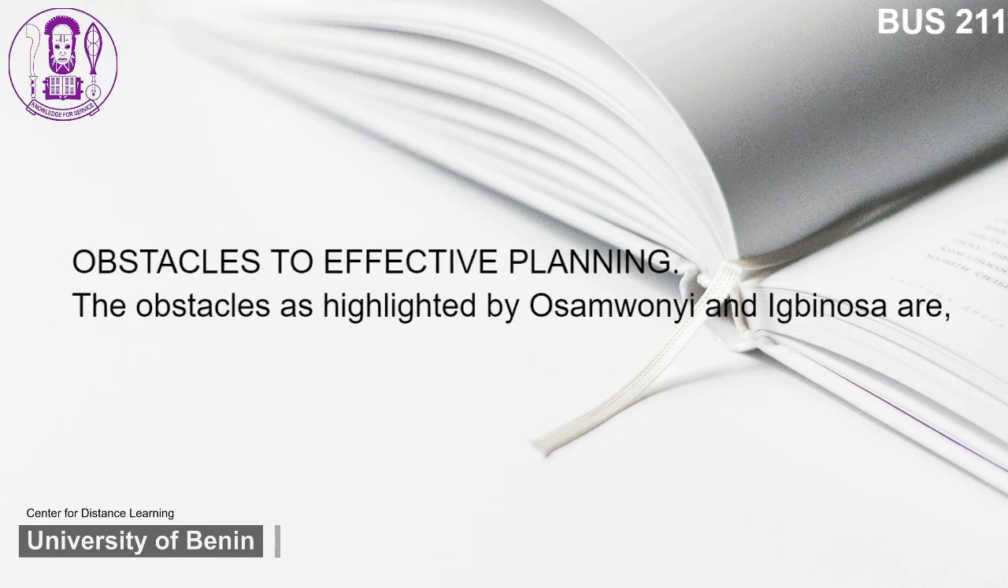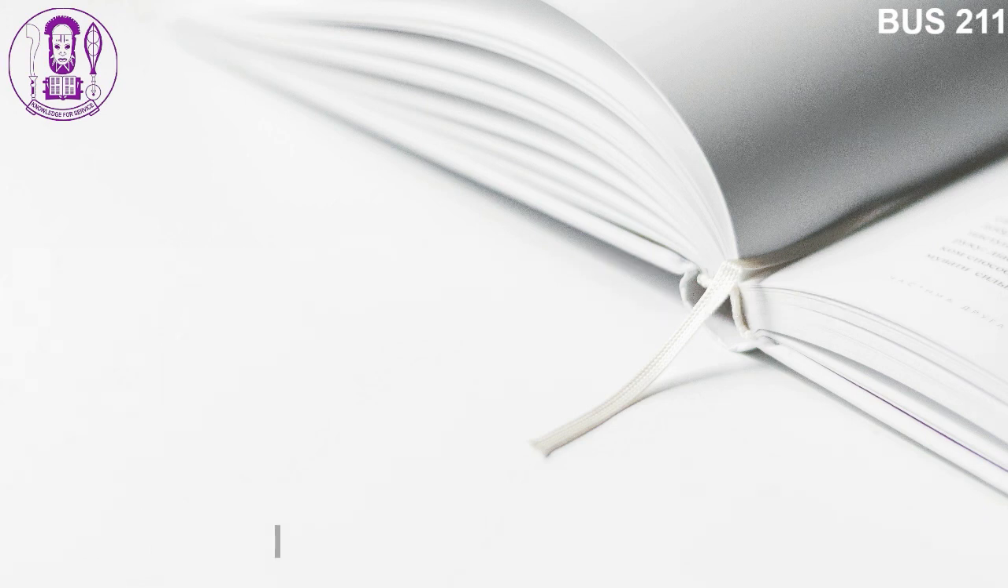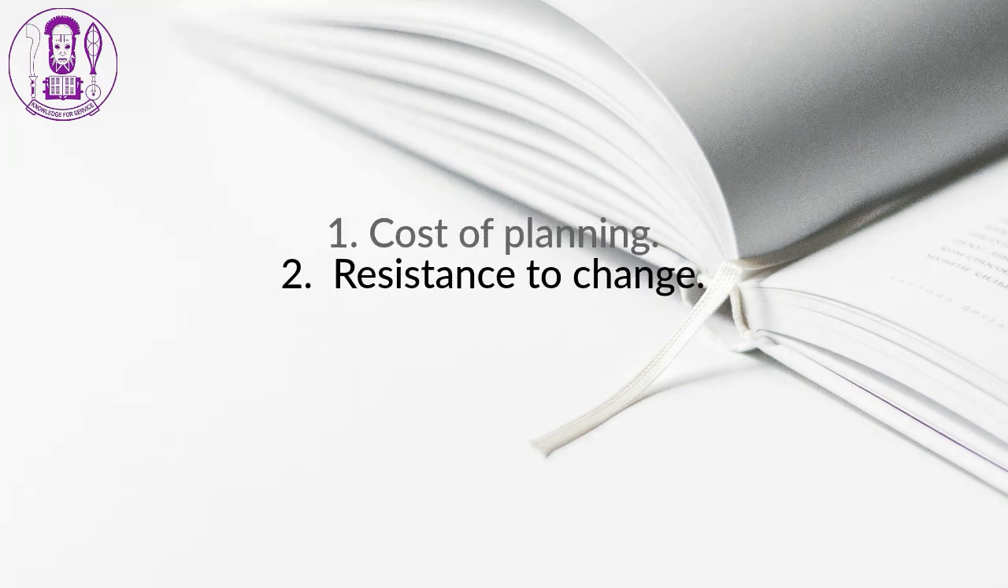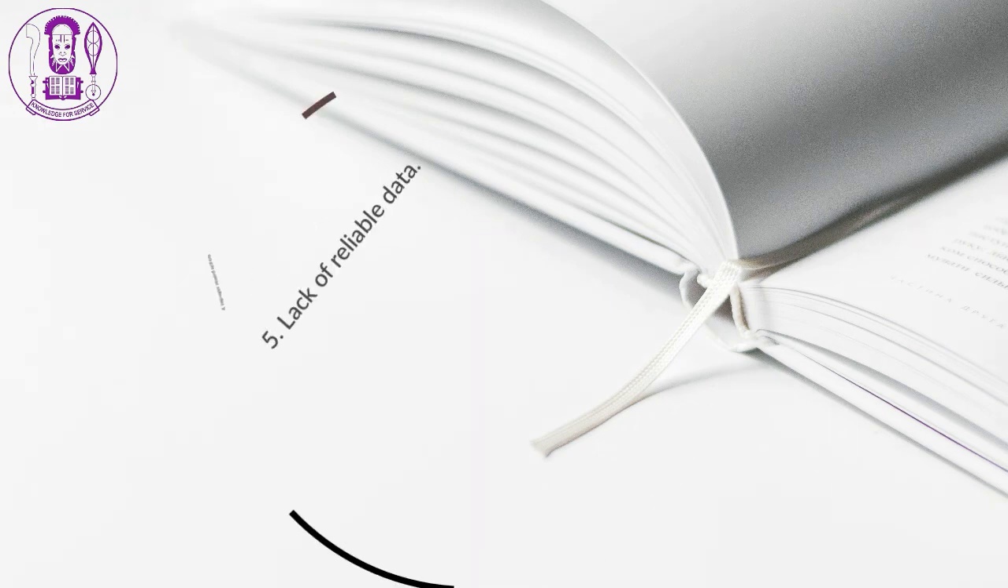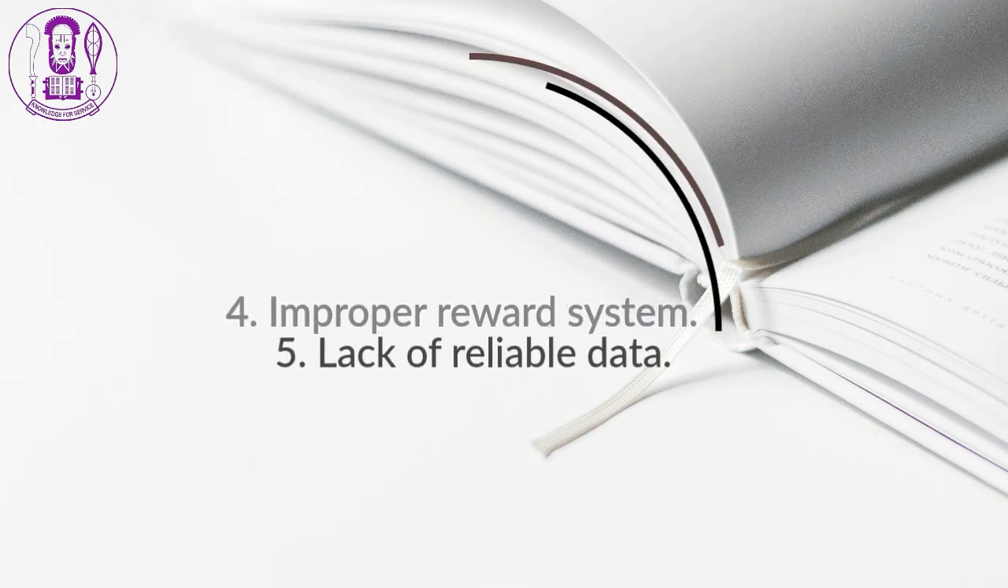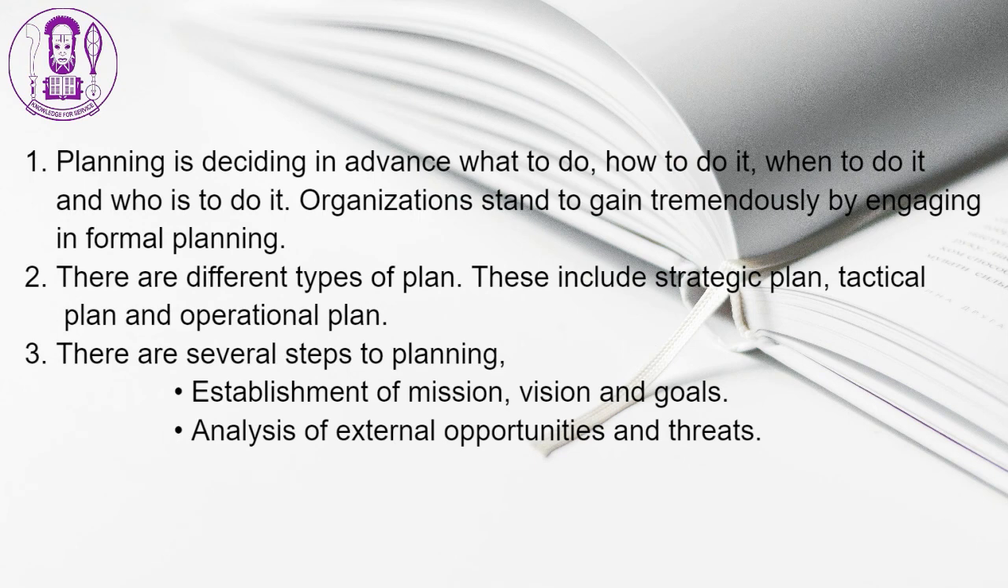Obstacles to effective planning. The obstacles as highlighted by Osamonye and Igbinosa are: 1. Cost of planning. 2. Resistance to change. 3. Inappropriate goals. 4. Improper reward system. 5. Lack of reliable data. Summary of Study Session 6. In this study session, please note the following. 1. Planning is deciding in advance what to do, how to do it, when to do it, and who is to do it. Organizations stand to gain tremendously by engaging in formal planning.